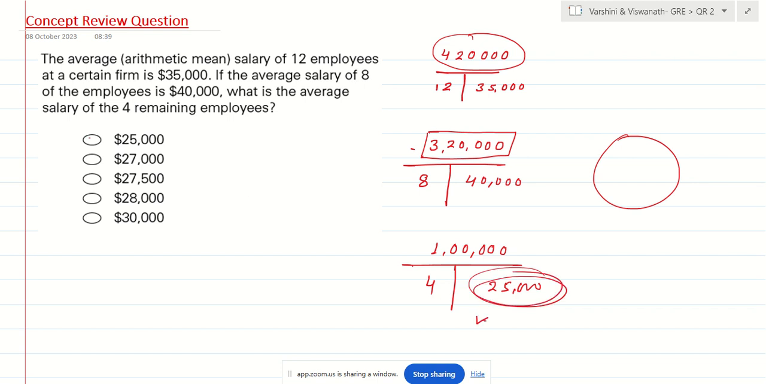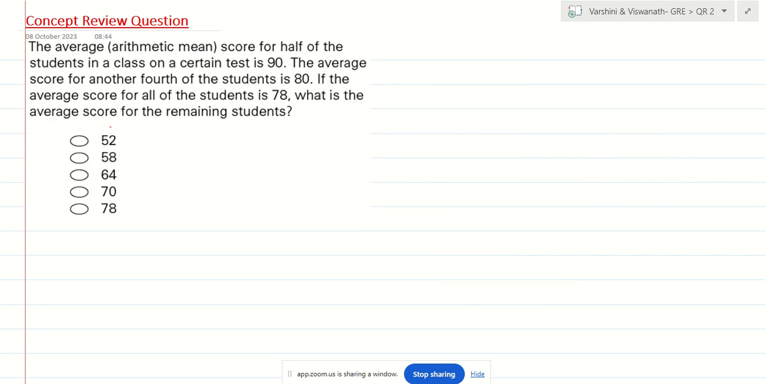This kind of question they ask. In this version, you will get a good score, don't worry. Let's go ahead with the next question.